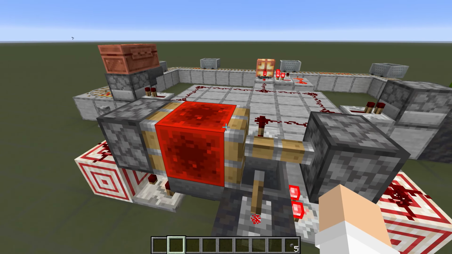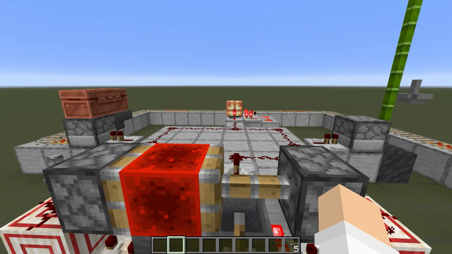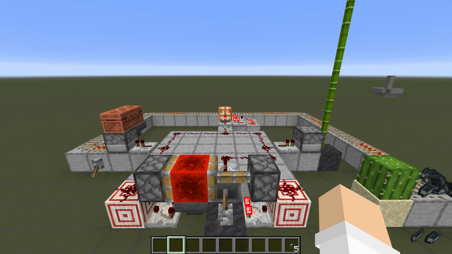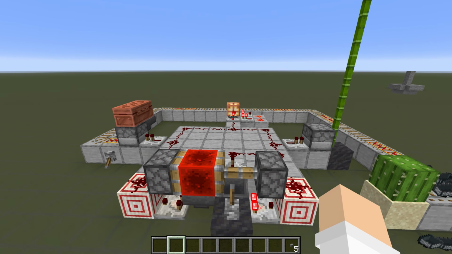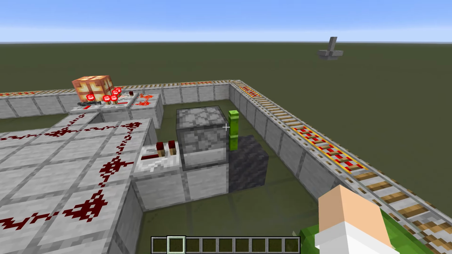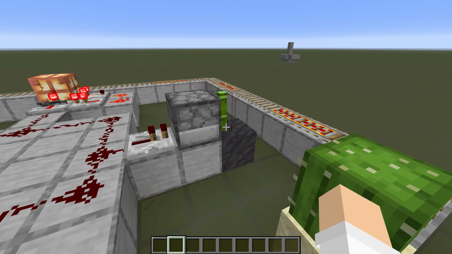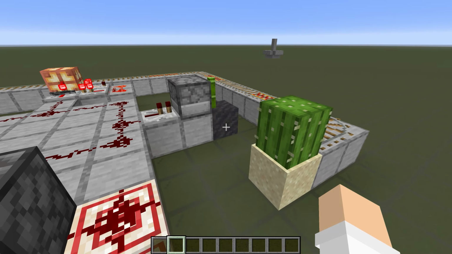Even with a really fast hopper clock, we're not able to even comprehend how fast the game is loading. We can't visually see it, is what I mean. We can comprehend it, but we cannot visually see how fast it is updating. But this tick that happens is how bamboo decides if it's ready to grow. It's how Minecraft determines if wheat is ready to grow.